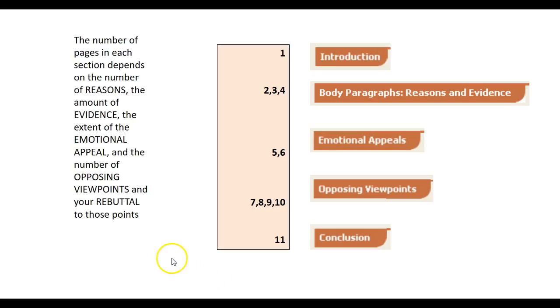Now, if we look at it this way, the number of pages in each section definitely depends on how many reasons and how many emotional appeals and how many opposing viewpoints. But to get to 10 pages, which a lot of people think is difficult, but it really isn't, you might have a page for your introduction, 2 or 3 pages for the reasons and evidence, a couple of pages for the emotional appeal, and as many as 4 pages for the opposing viewpoints and the rebuttal, and then a page for your conclusion. And that'll give you a 10-page paper.